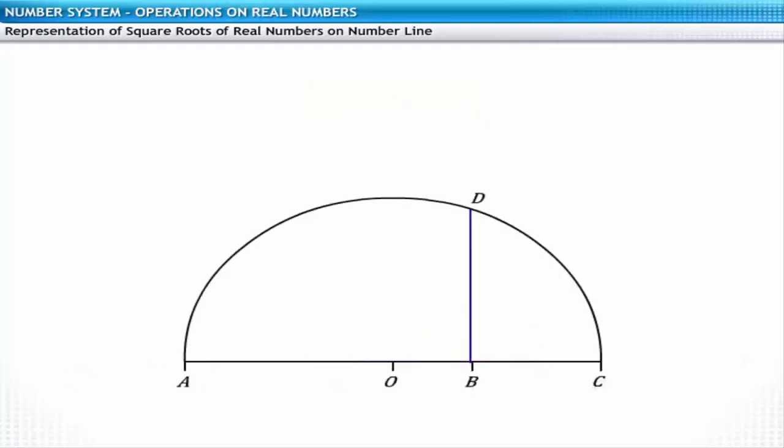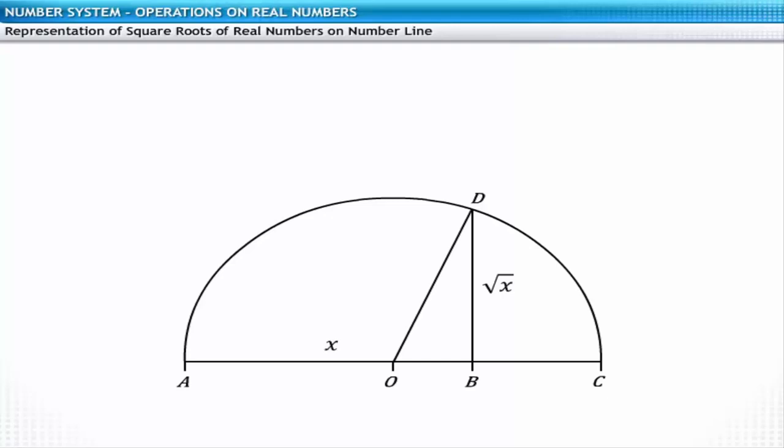Similarly, we can represent any positive real number, x, on the number line by finding its value geometrically. You can perform this by taking a point B such that AB is equal to x. Then the distance BD is equal to the square root of x. This result can be verified by using the Pythagoras theorem.